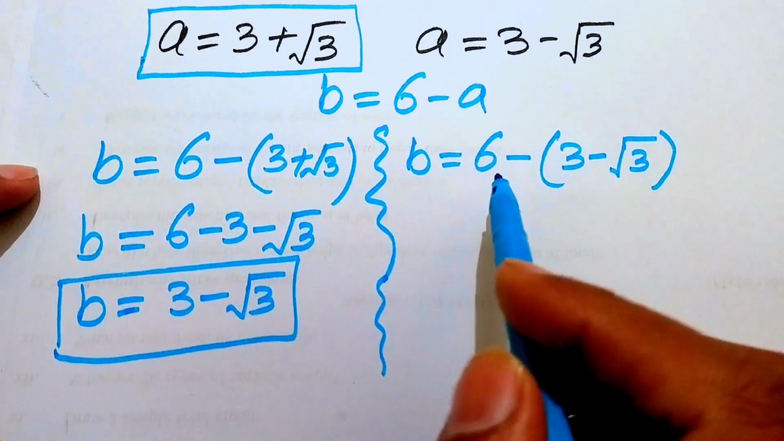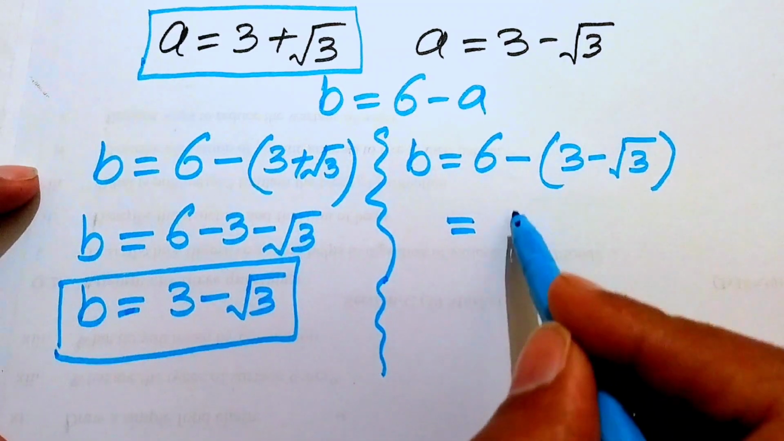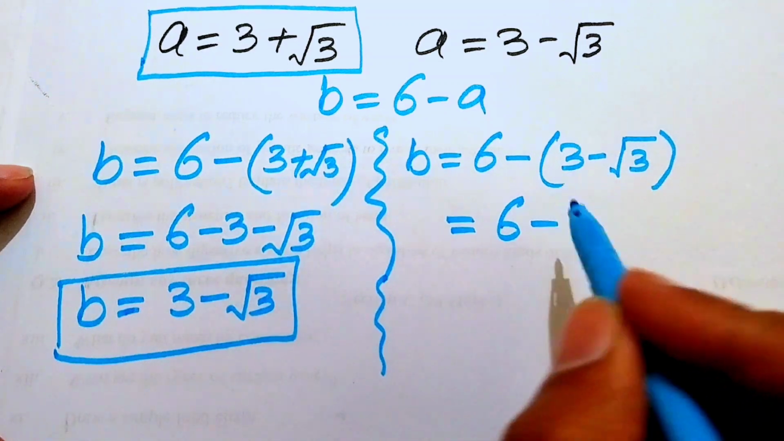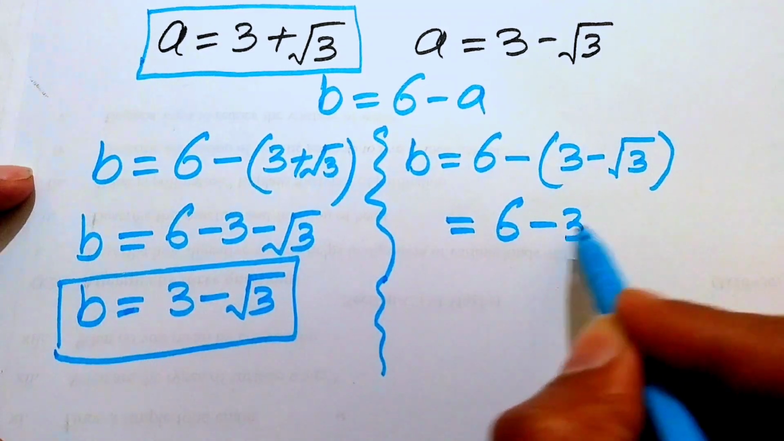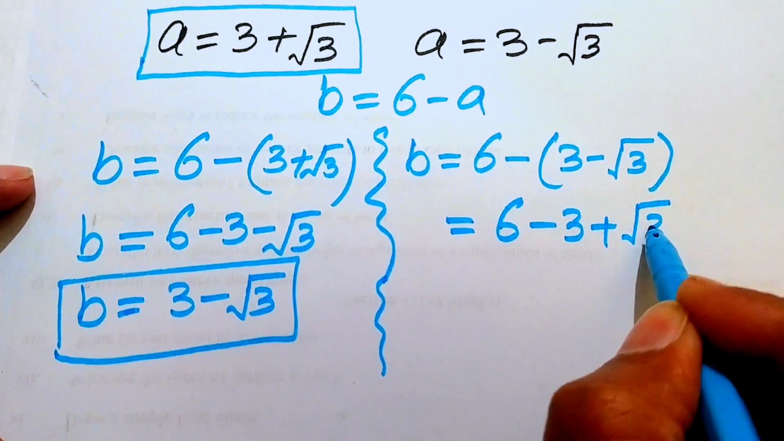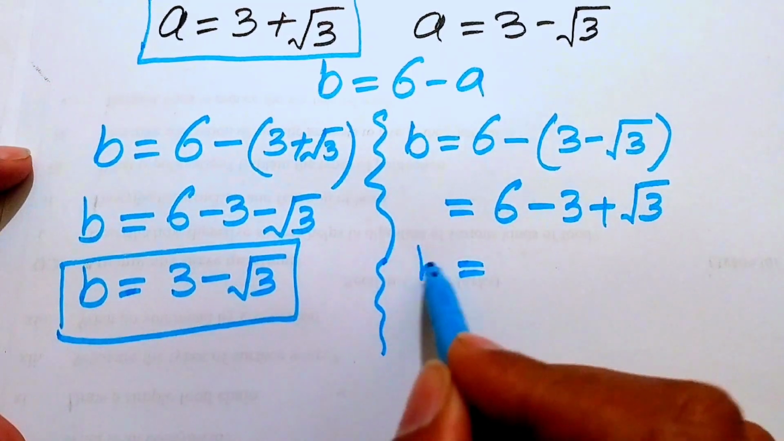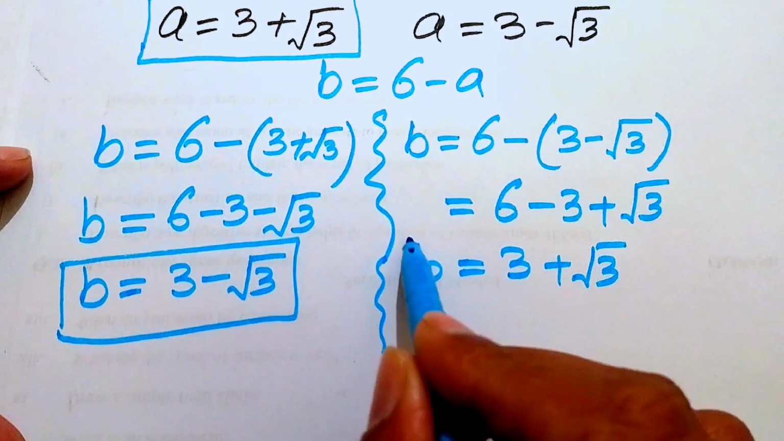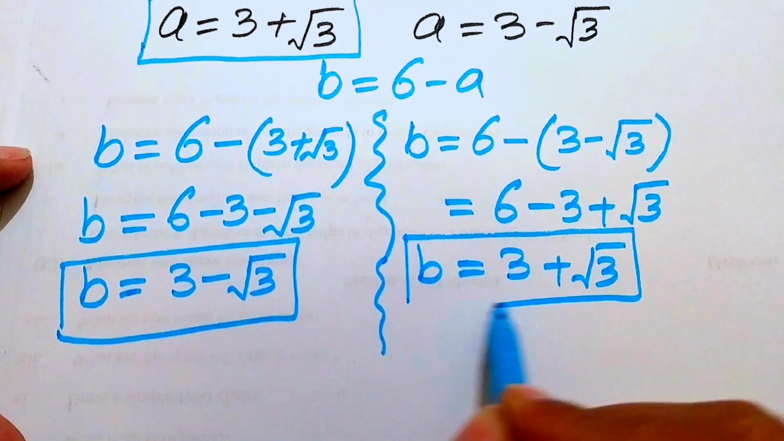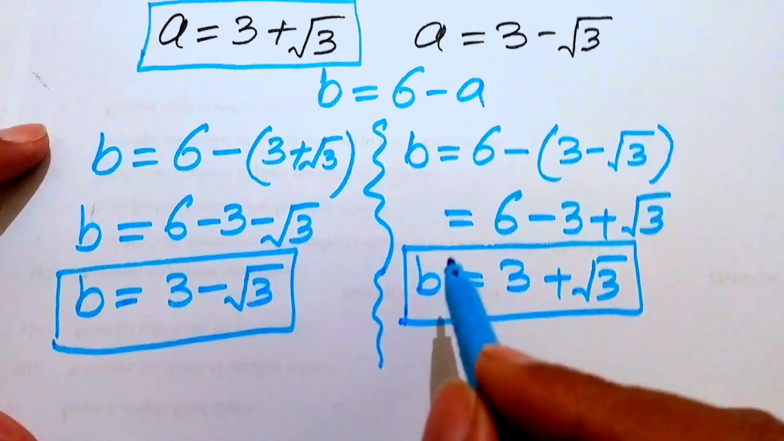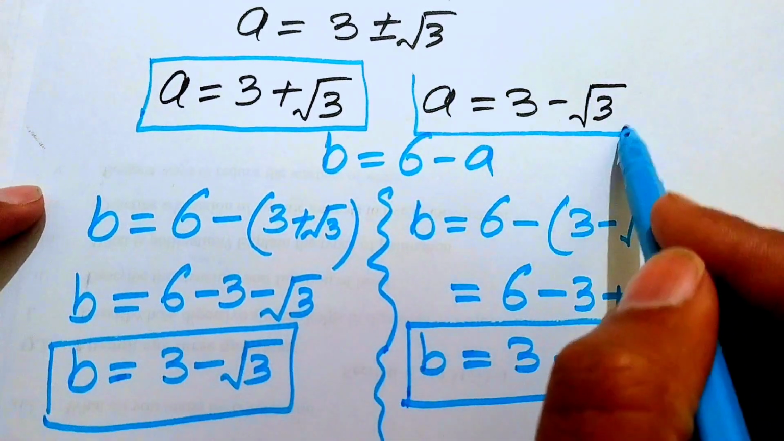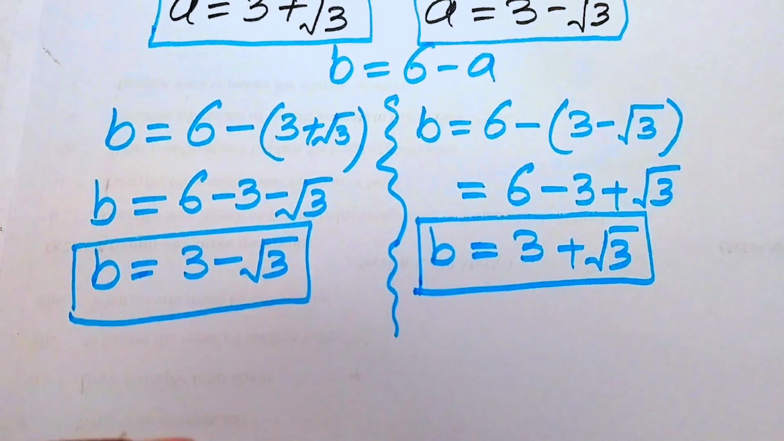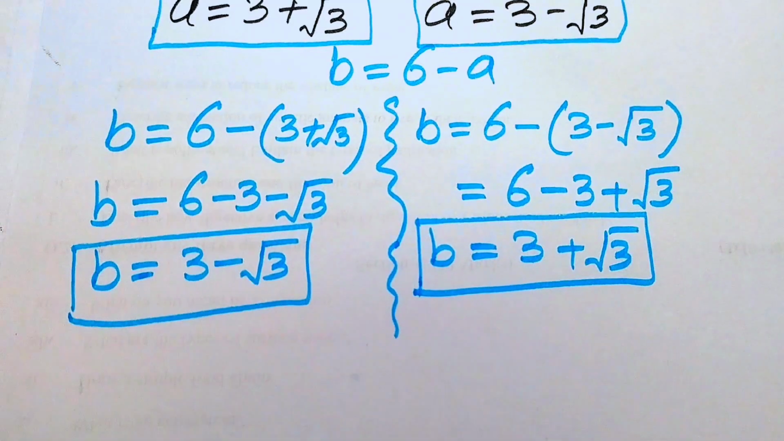And similarly, in the other case, b is 6 minus a with a equal to 3 minus square root of 3. We multiply this minus on both of these terms, and we get 6 minus 3 plus square root of 3. Here you get b equals 3 plus square root of 3. So this is the second value of b. So we get the value of b according to each value of a, and here we have two solutions.